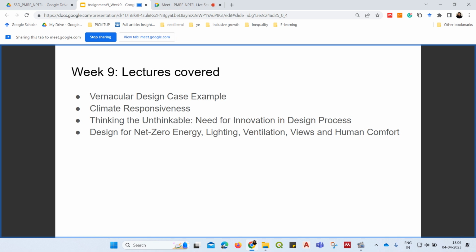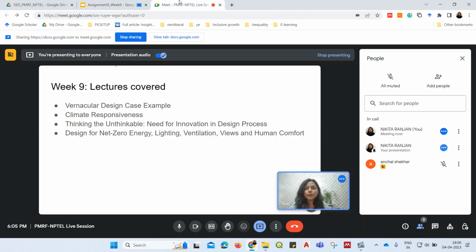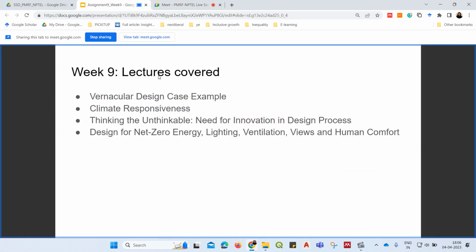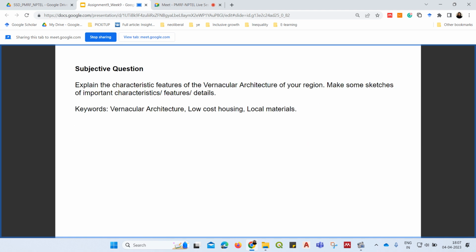Then you would have studied thinking the unthinkable, which covers the need for innovation in design process, how design thinking can be influenced to incorporate innovation in design. And then designing for net zero energy, lighting, ventilation, views, and for human comfort. These are the lectures that you will have covered this week. So the question which we'll discuss today is this.